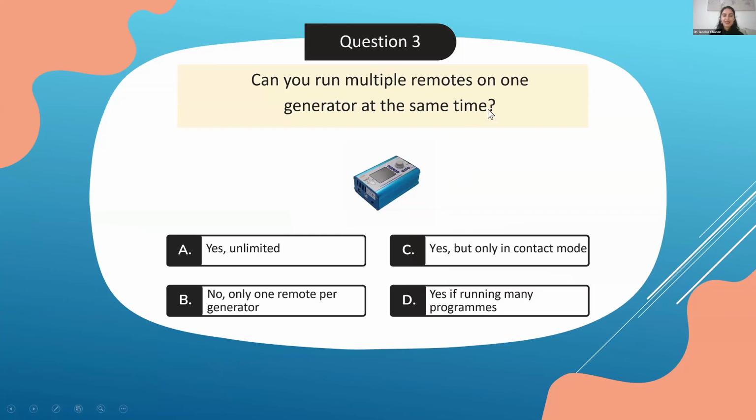Okay, I think this is the last question. Can you run multiple remotes on one generator at the same time? Who's been listening carefully, because I did mention this. Is it A, yes, unlimited? Is it B, no, only one remote per generator? Is it C, yes, but only in contact mode? Or is it D, yes, if running many programs?